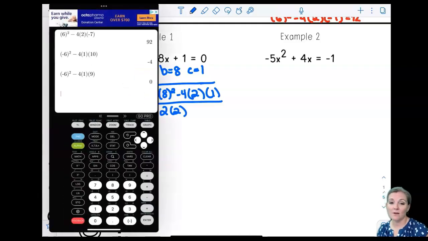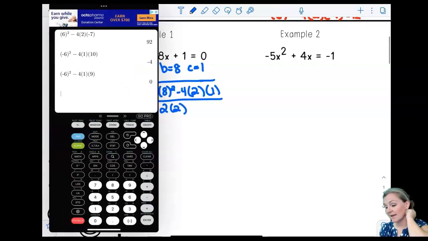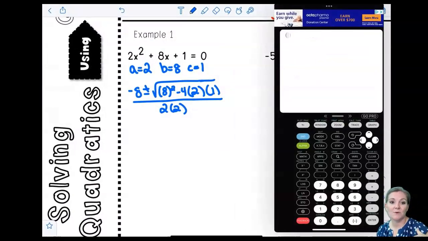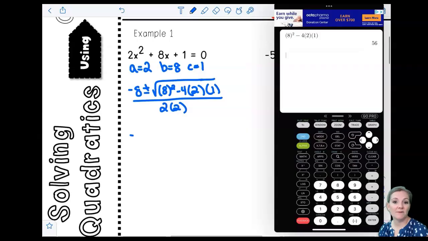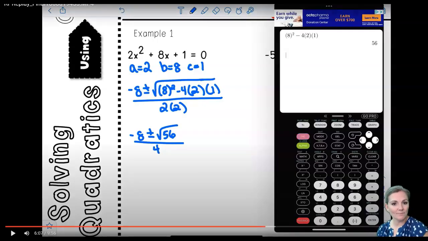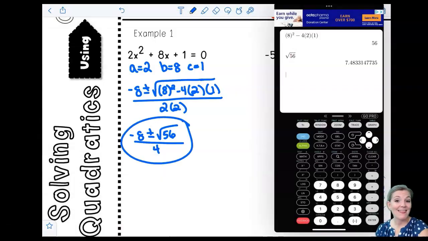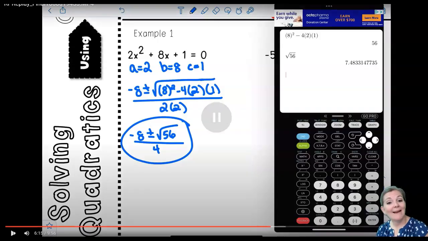You cannot put these all into your calculator in one swipe, not with these calculators that we use. So I'm going to do my discriminant first. So my discriminant is 8 squared minus 4 times 2 times 1. So my discriminant is 56. So I have negative 8 plus or minus the square root of 56 all over, and you know that 2 times 2 is 4. Now, then I try to put that discriminant in the calculator, the square root of 56. I get a decimal. That's where we are stopping right now. That is still two solutions. Your discriminant is greater than 0.